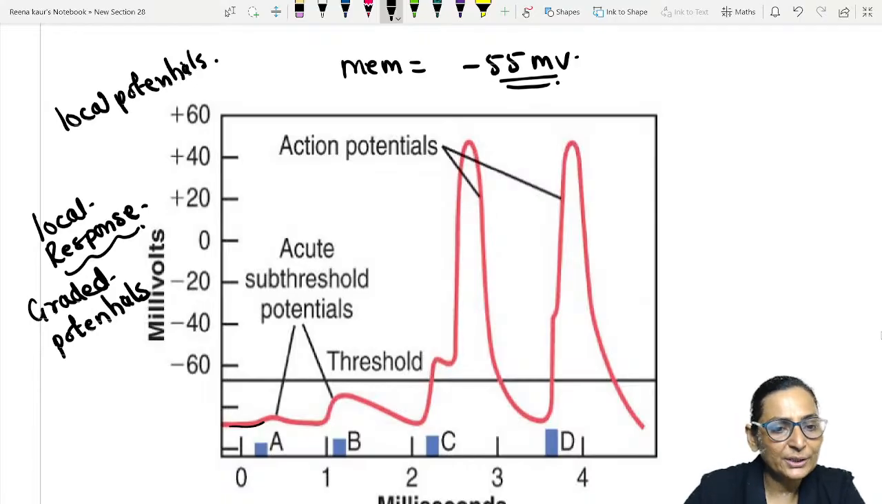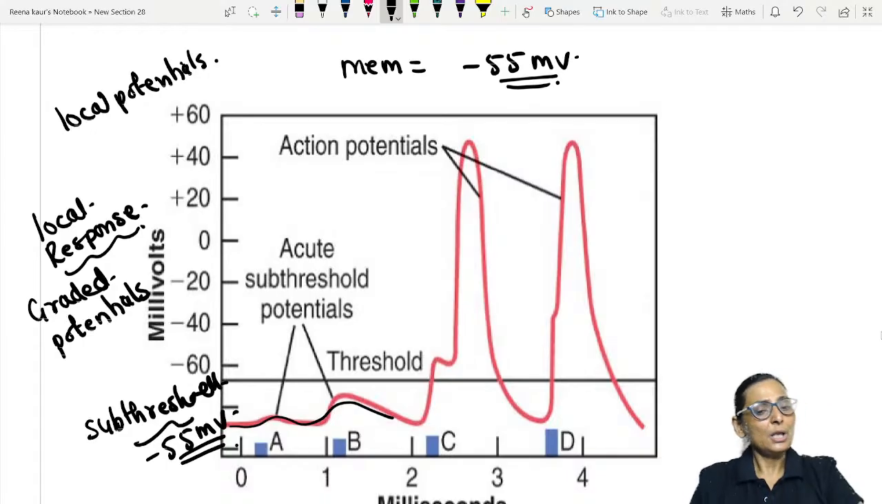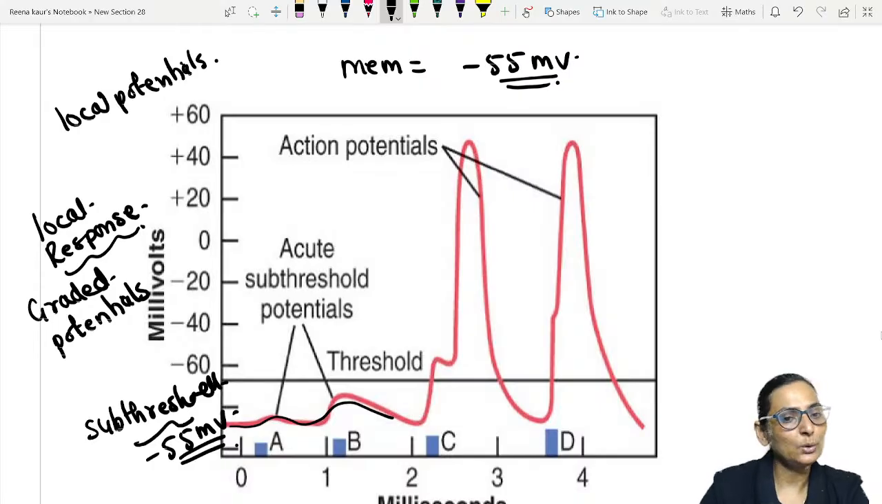उसके पहले जो ये छोटे छोटे potentials मिलते हैं, these are all local potentials, and these local potentials can be brought about even by a subthreshold stimulus, because they are not able to reach the voltage up to minus 55 millivolts. Unless and until these local potentials reach minus 55 millivolts, only then will the local potential be converted into an action potential. Otherwise ये local subthreshold potentials ही रहेंगे.